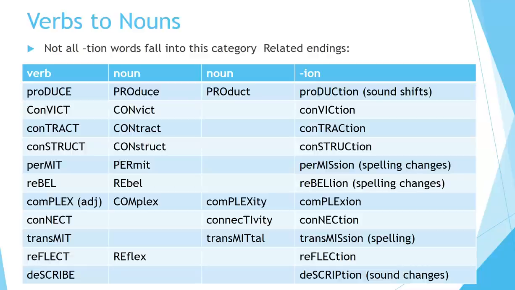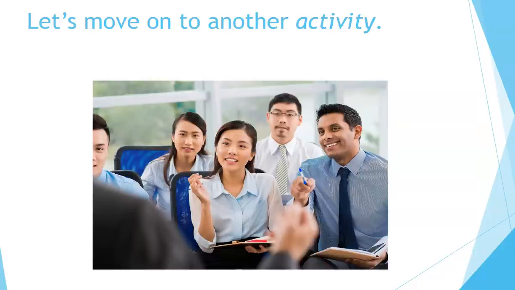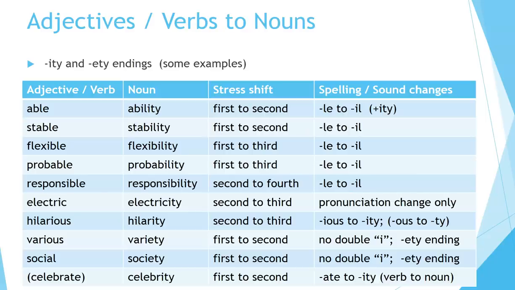The next one is a little bit different. Reflect, reflex. I'm not sure if these have the same root word, but the stress changes in the same way. And then reflection, where the stress comes right before the T-I-O-N ending. Now the last one has both stress and sound changes. Describe, description. Notice there are two sound changes here. The long I becomes a short I. Describe, description. And the B becomes a P sound before the T. Describe, description. Let's move on to another activity. Adjectives and verbs to nouns.